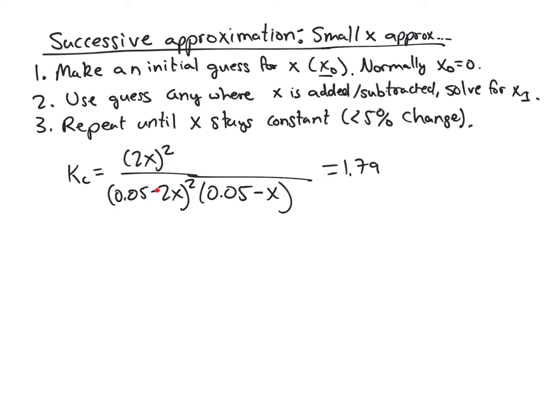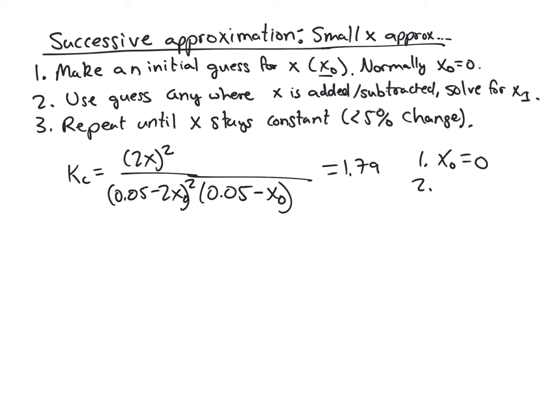Remember, we have our expression for K equals Q, which is 2x squared over 0.05 minus 2x squared times 0.05 minus x. So the way this works is that here we have an initial guess. Generally, that's going to be 0, so we'll say x0 equals 0. That's our initial guess. We use that anywhere x is added or subtracted. So that's going to go in right here and right here, because here we're going to say, again, the same way we did for the small x approximation, 0.05 minus 2x is going to be about 0.05, and 0.05 minus x is going to be about 0.05.